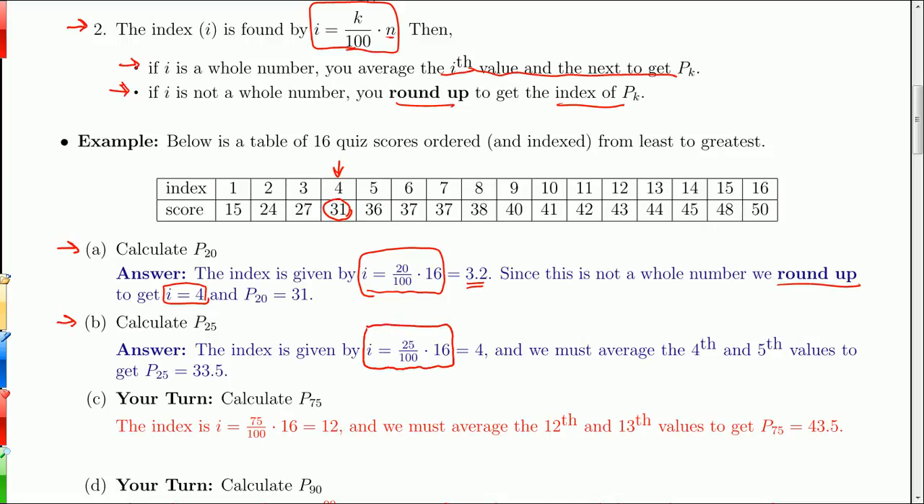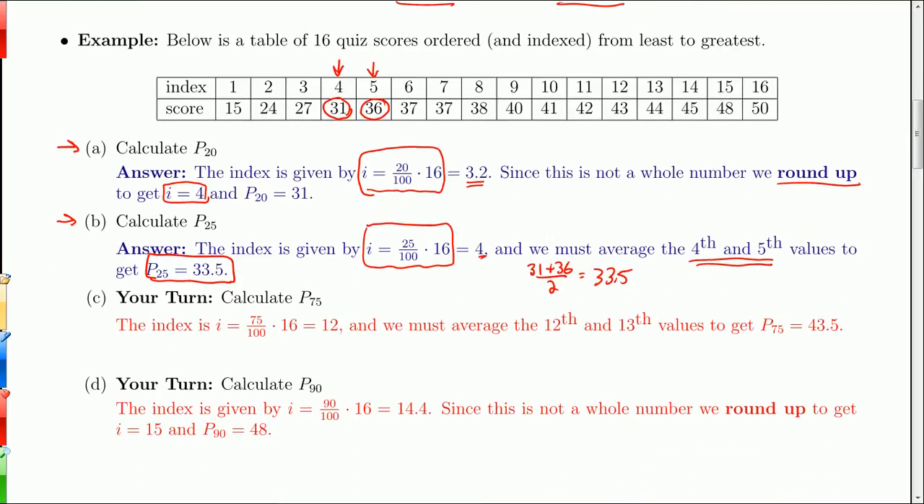If I want to calculate P sub 25, it's a similar process. I calculate I first, which is 25% of 16, which is 4. Your first guess would be to take the fourth term, but actually that's not the case. We're going to take the average of the fourth and fifth terms. So we take the fourth term and the fifth term, and we average 31 and 36. If you take 31 plus 36 and divide by 2, you get 33.5. And that's P sub 25.